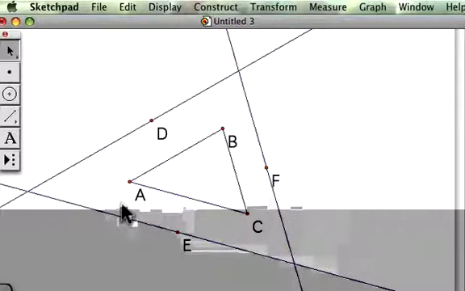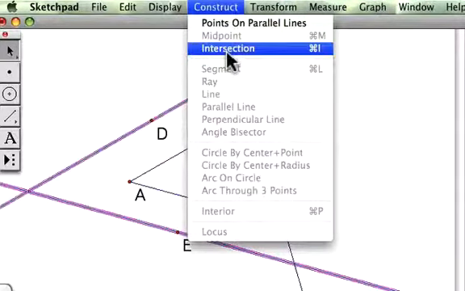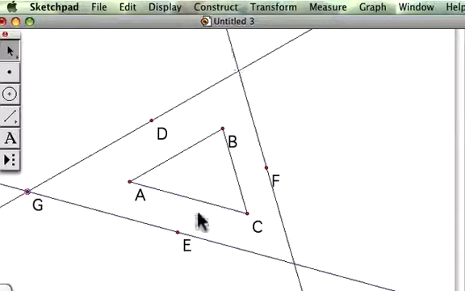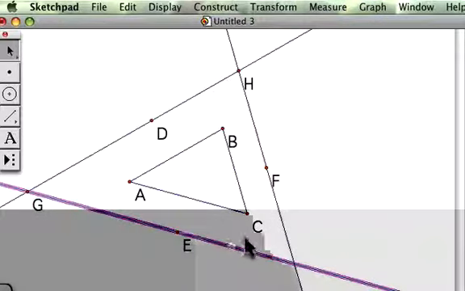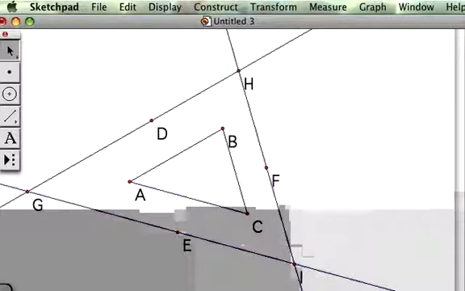So we're going to select the parallel lines that have D and E, and we're going to go to Construct and then Intersection, and that's going to be point G. Then we're going to select the lines that have D and F, and construct the intersection point, and that's going to be H. And then we're going to select the lines that have E and F, and construct the intersection point, and that's going to be I. And this is what your diagram should look like at this point.